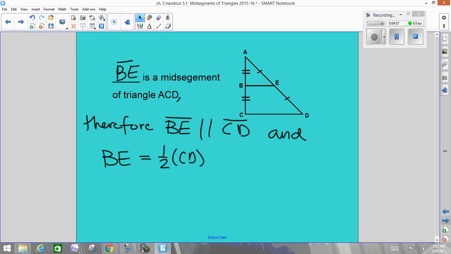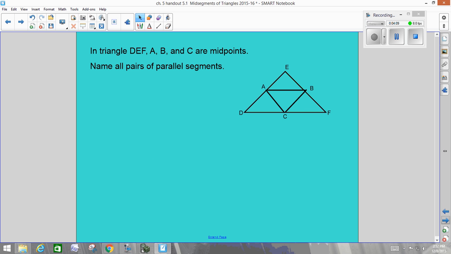Cool. First little example there, or question, it says, in triangle DEF, A, B, and C are midpoints. We want to name all pairs of parallel segments. If A, B, and C are midpoints, then you can mark your picture showing that each side of the midpoint are congruent to each other. You know, like AE is congruent to AD, and CD is congruent to CF, and EB is congruent to FB.